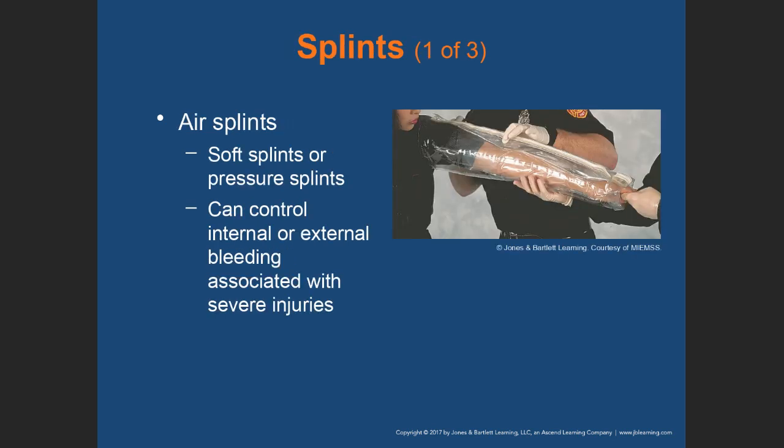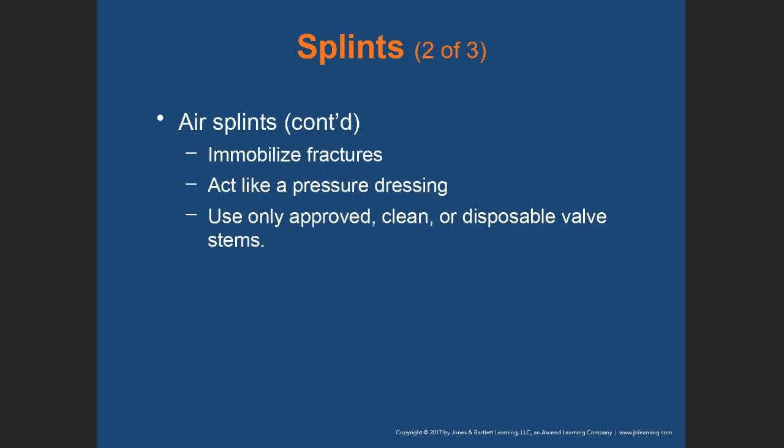All right, now splints, air splints specifically. Soft splints or pressure splints can control internal or external bleeding associated with severe injuries. Immobilize fractures. So a splint can immobilize fractures. If the fracture is immobilized, that will stop the bleeding from the fracture. It can act like a pressure dressing. Use only approved, clean and disposable valve stems.